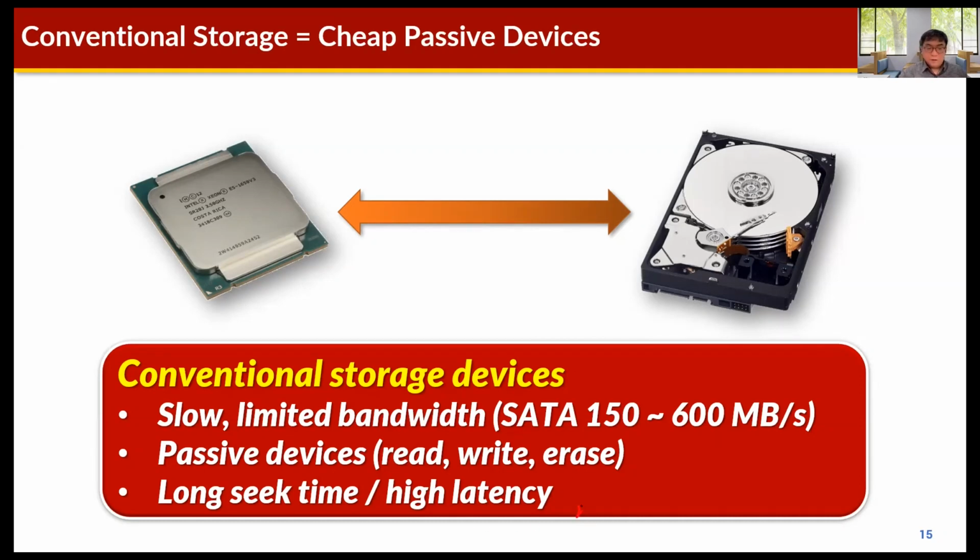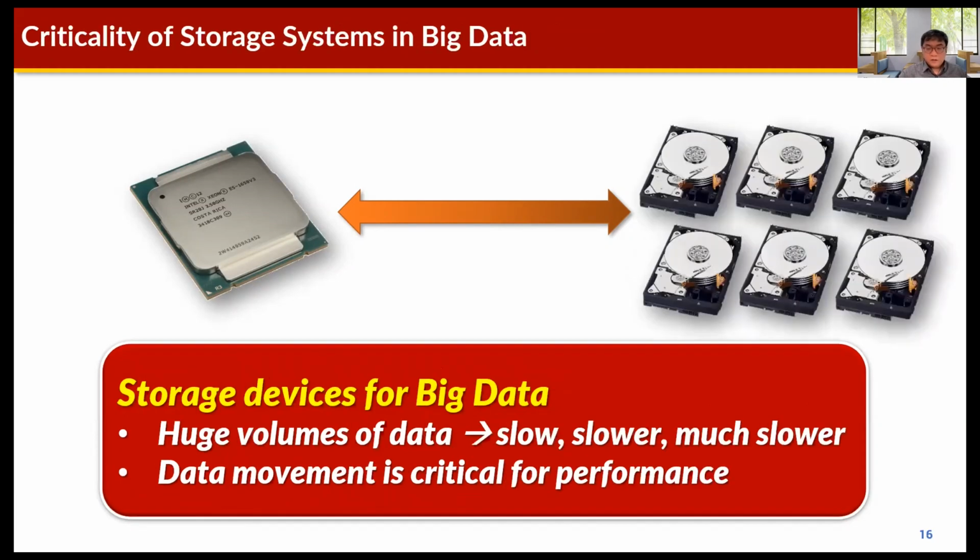We learned about the hard disk drive architecture, but what's the problem? The data size is very large recently. High volumes of data are stored in these very large storage systems. So it's slow, and then slower, and then much slower, because the data size is very large. So we can say that data movement is the problem.